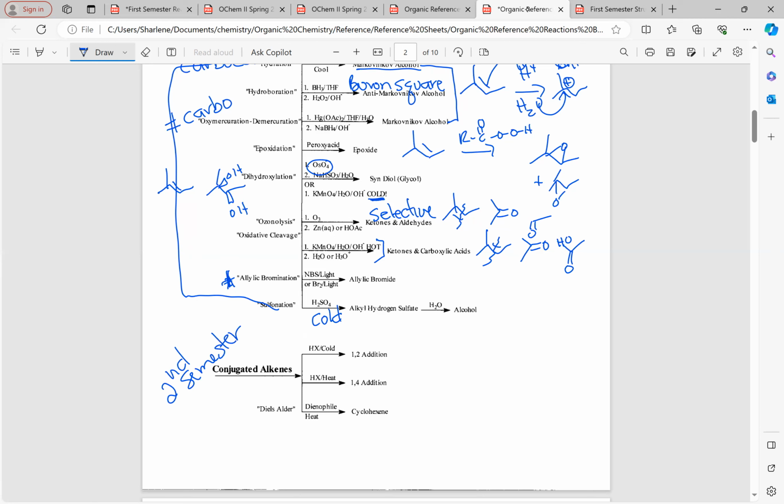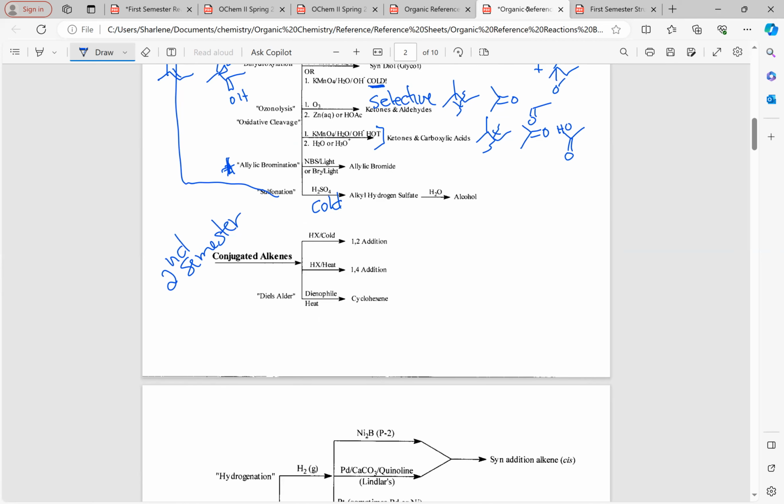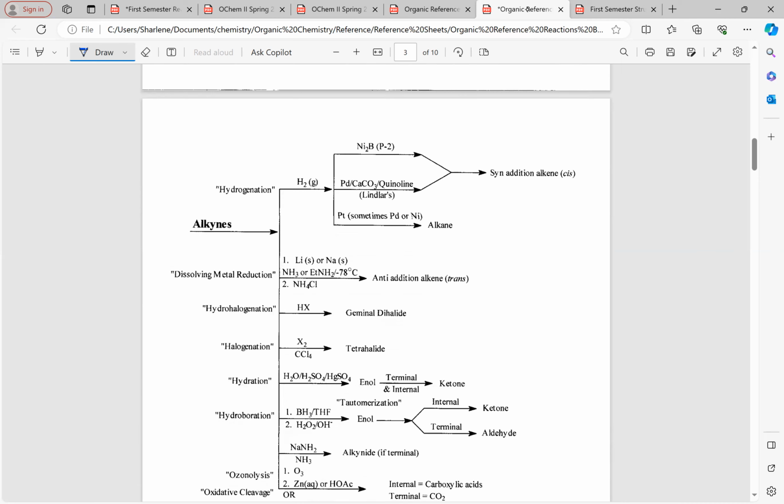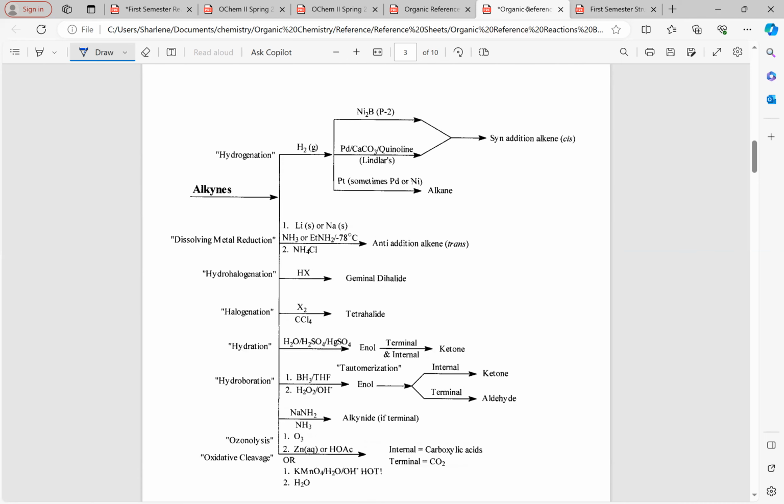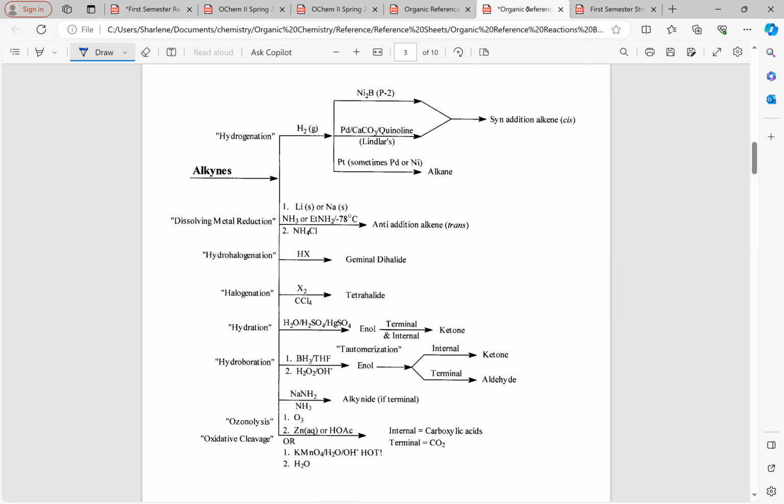All right, so there is the review of your alkene reactions. Since we're here, let's just do your alkyne reactions. If I said hydrogenation, this would be syn addition. And if you do not stop it, if you don't poison it, if it's not selective, you're going to go all the way down to an alkane.